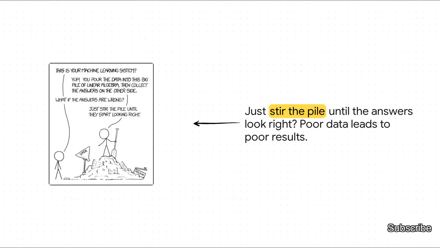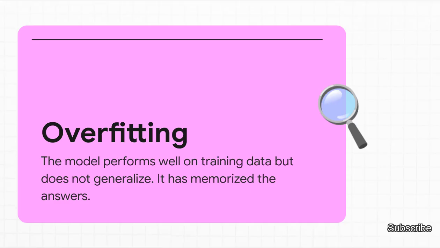This classic XKCD comic just says it all, doesn't it? This is your machine learning system. Yep, you pour the data into this big pile of linear algebra, then collect the answers on the other side. What if the answers are wrong? Just stir the pile until they start looking right. You can't just stir the pile and hope for the best. If your data is flawed, you're gonna get flawed results. Period.